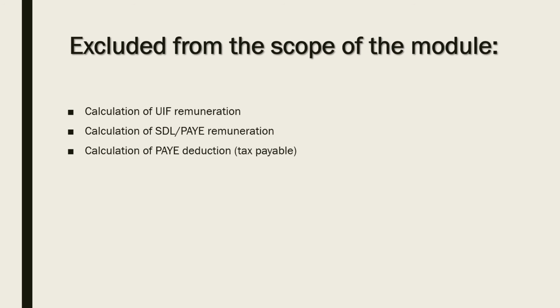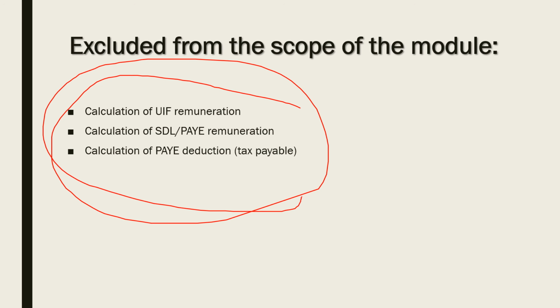Just as a reminder, lastly, something that is excluded from the scope of your module, which I did touch on in the earlier slides: the calculation of UIF remuneration, the calculation of SDL, PAYE remuneration, as well as the calculation of PAYE deduction. This just means that all of those figures, if needed, are going to be given to you. In this case, you just need to work out the 1%, and that you just need to go and put into your journal.